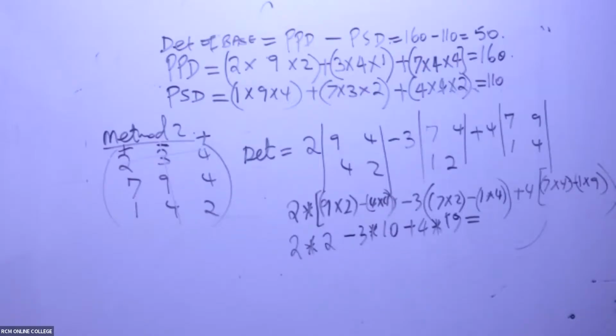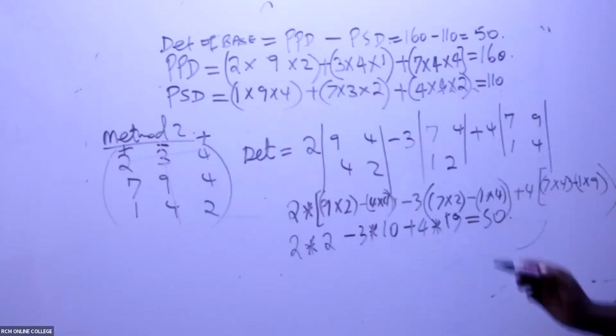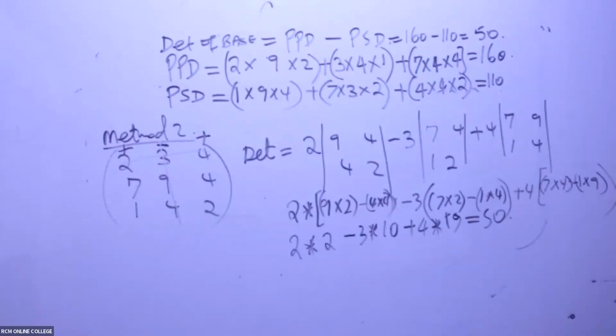So it is 2 times 2 minus 3 times 10 plus 4 times 19. And that is the determinant. So the determinant there is 50. And that is the same answer we got using the other method.